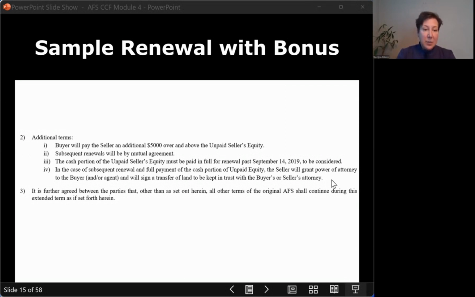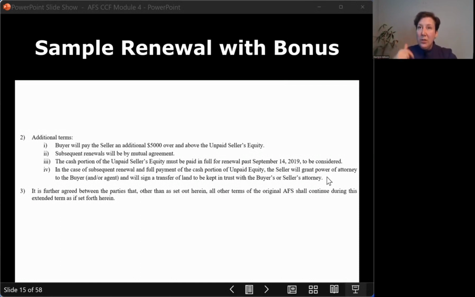And in the case of subsequent renewal and full payment of the cash portion of the unpaid equity, the seller will grant power of attorney for the buyer and or agent and will sign a transfer of land to be kept in trust with the buyer's or seller's attorney. So that's also very important, because if we were paying out all of their equity, now because they had such huge equity in the property, we didn't require a transfer of land to be done.